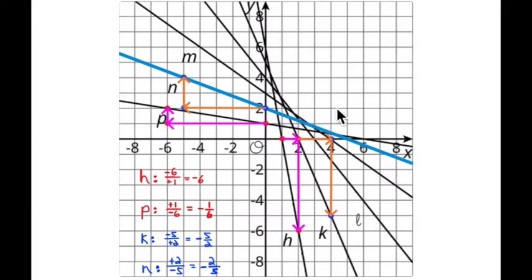So I could go this way and down, and I chose to go to the left and up 2 units. Regardless of how you do that, you're going to get a slope of -2/5. So it's -5 along the x-axis and +2. So +2 over -5 is -2/5.